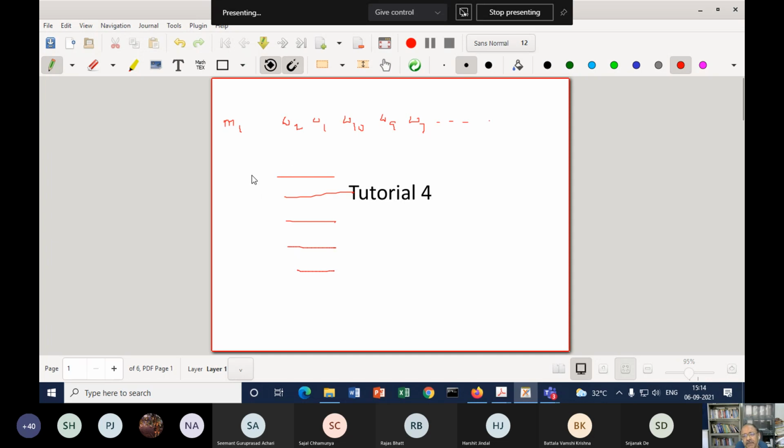Now in each of these stable matchings, M1 must be matched to some woman. So let's say here it is matched to W8. Here it is matched to W6. Here it is matched to W10. And so on.